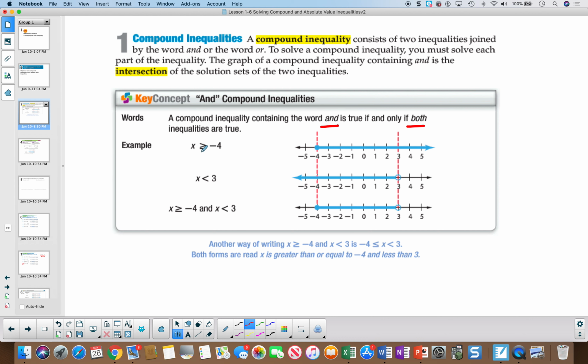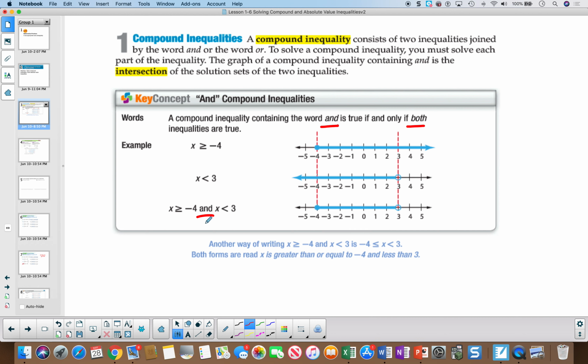So in this case, x is greater or equal to -4, which is the graph here. x is less than 3, which is the graph here. If we want x greater or equal to -4 and x less than 3, we want the values that are true to both. So we want the intersection, what is happening in both. Notice there's a kind of in-between idea. So -4 is the least, and we're going all the way up to 3.